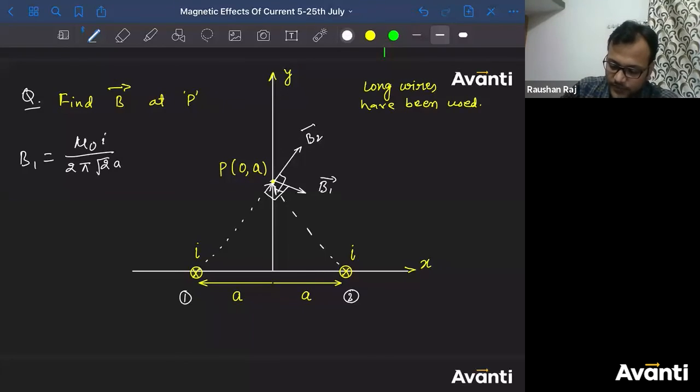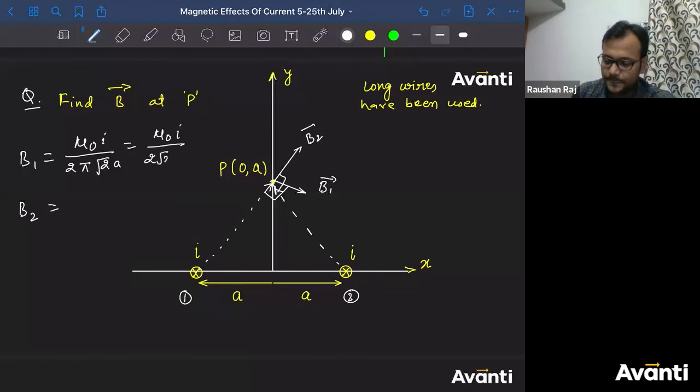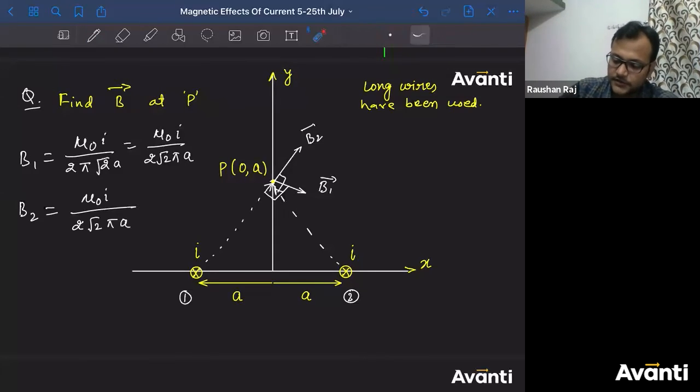What will be the value of B2? You can write this as mu naught I divided by 2 root 2 pi into a. B2 will also have the same value because the current is the same, and the distance of the point from the current carrying wire is the same. So you'll get the same answer. This direction, this magnitude, both of them are same.